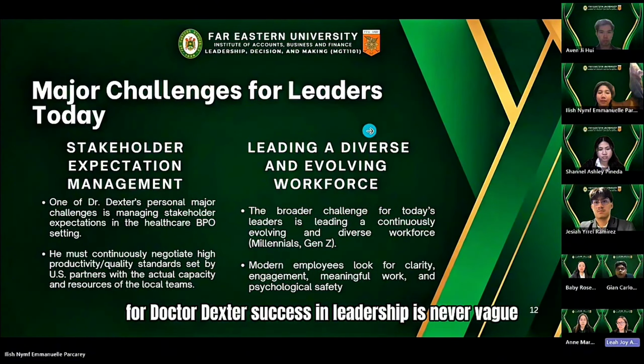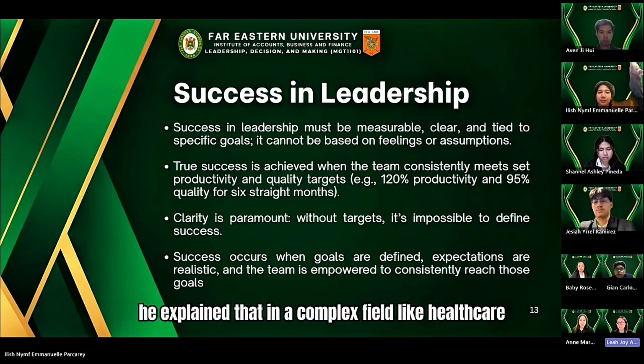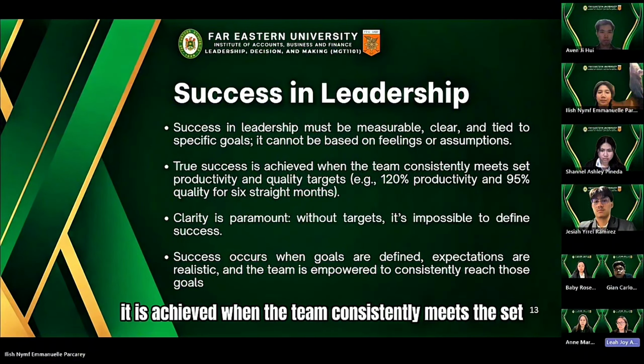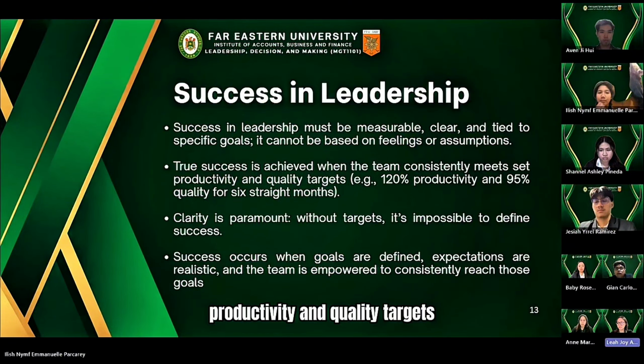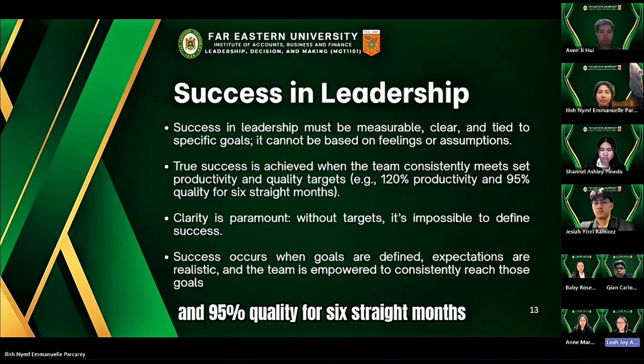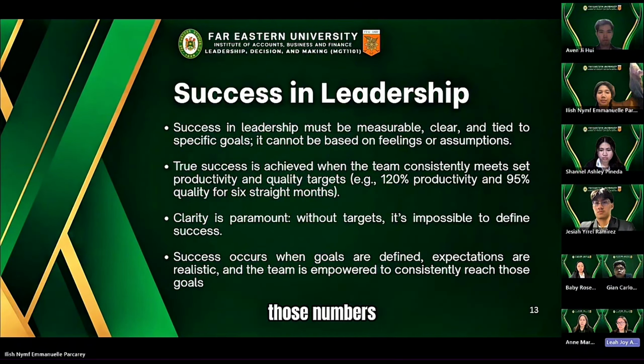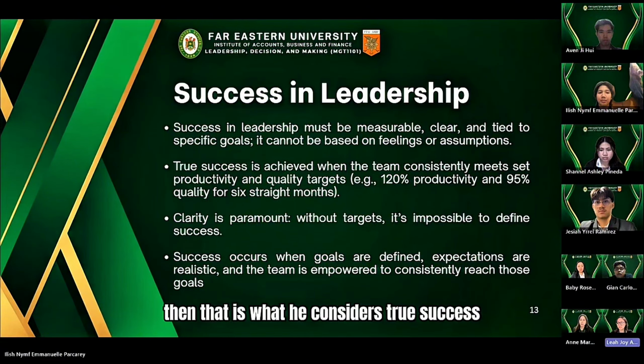For Dr. Dexter, success in leadership is never vague. It must be measurable, clear, and tied to specific goals. He explained that in a complex field like healthcare, success cannot be based on feelings or assumptions. Instead, it is achieved when the team consistently meets the set productivity and quality targets. For example, if the goal is 120% productivity and 95% quality for 6 straight months, and the team is able to reach and sustain those numbers, then that is what he considers true success.